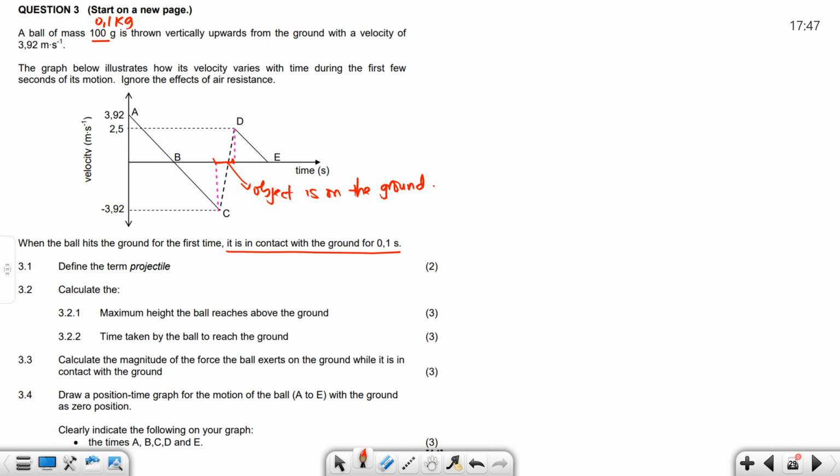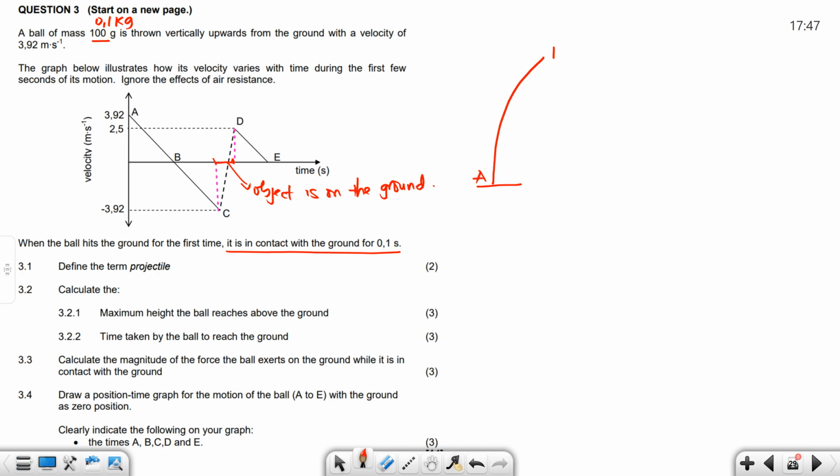All right? Define the term projectile. An object that experiences only the force of gravity. We're done. Calculate the maximum height reached. Okay, you want to go for this? Try it. Maximum height reached. Wait, let's do something. Before we start calculating, everybody hold on. Can we quickly transcribe this into a position-time graph? What do you notice? The object was thrown where? Vertically upwards.